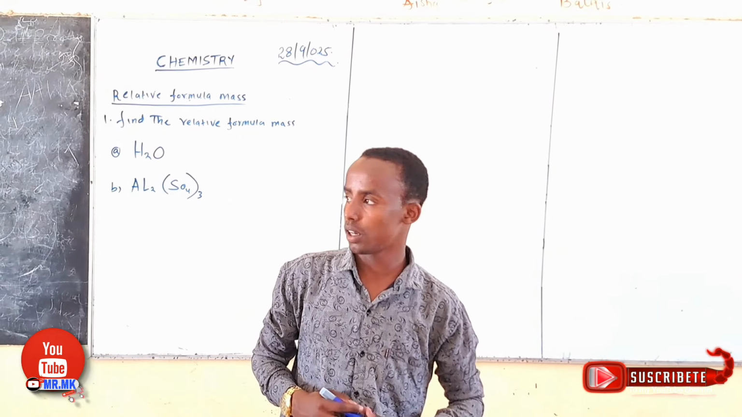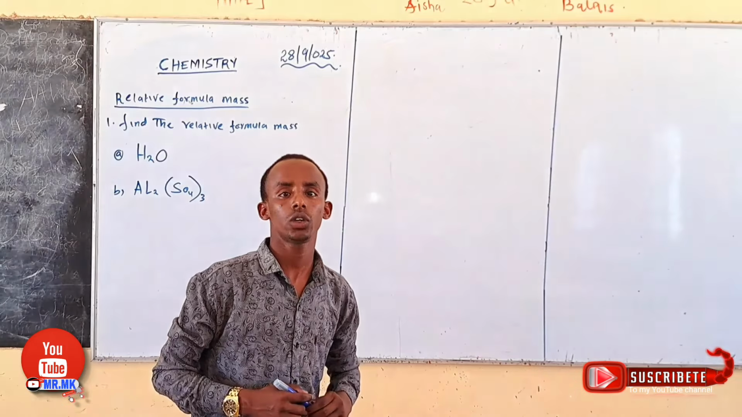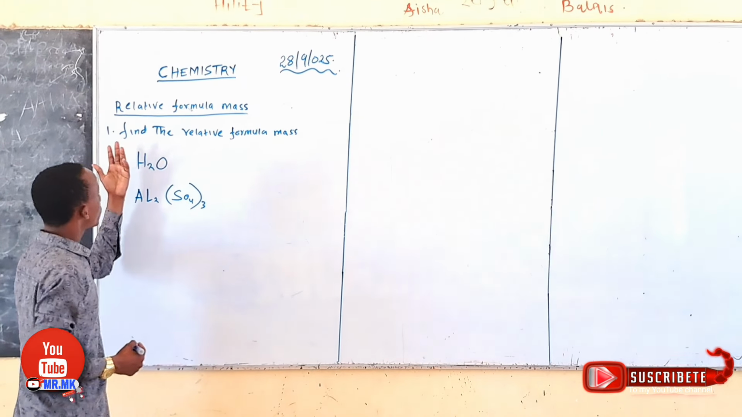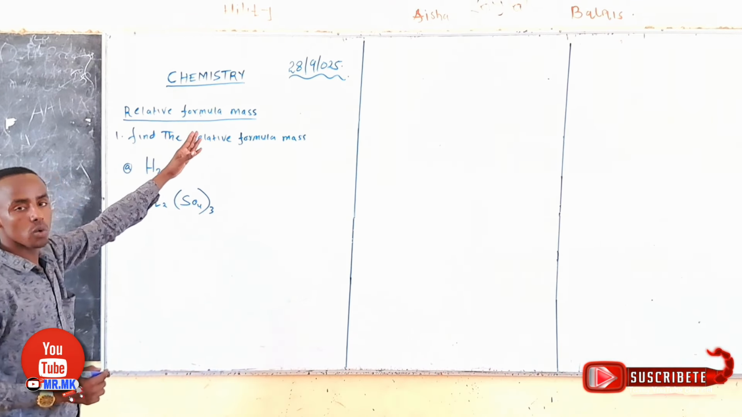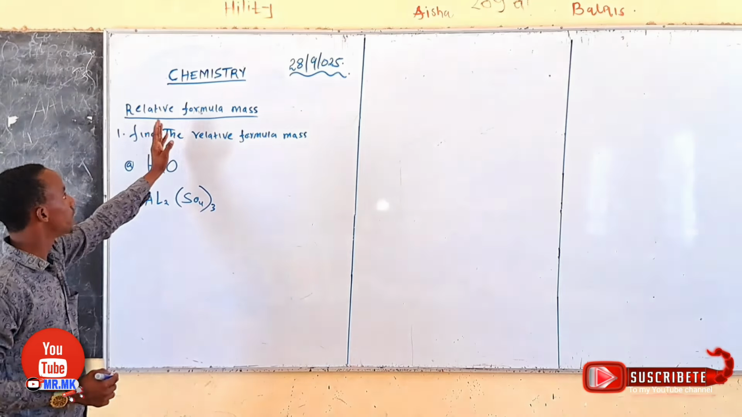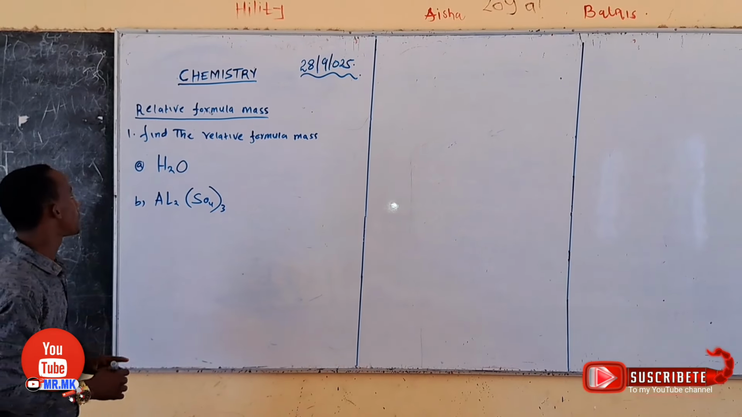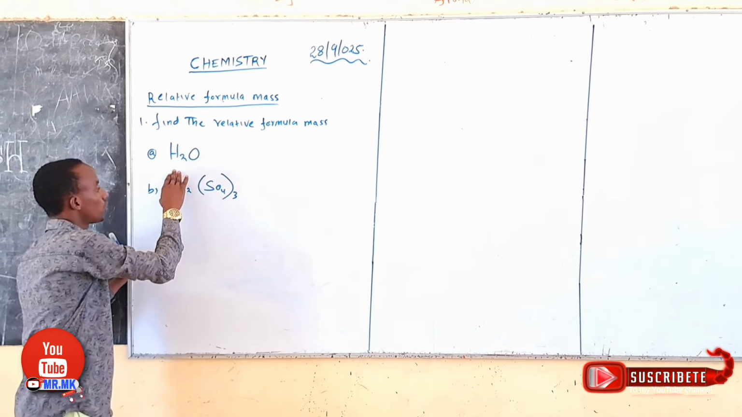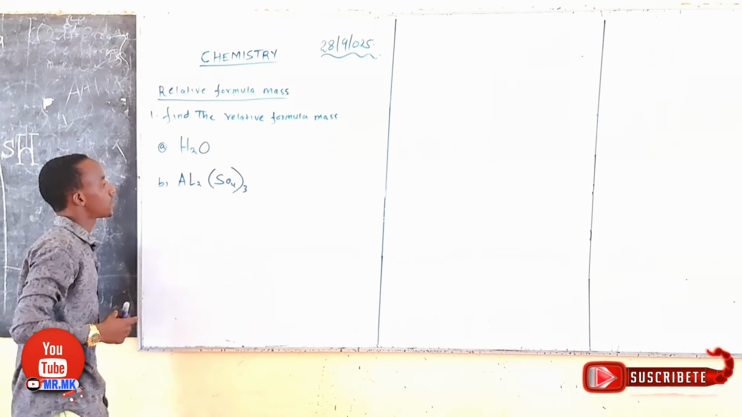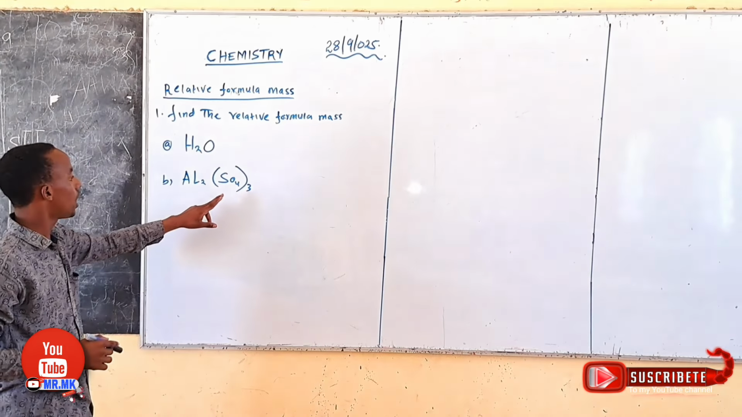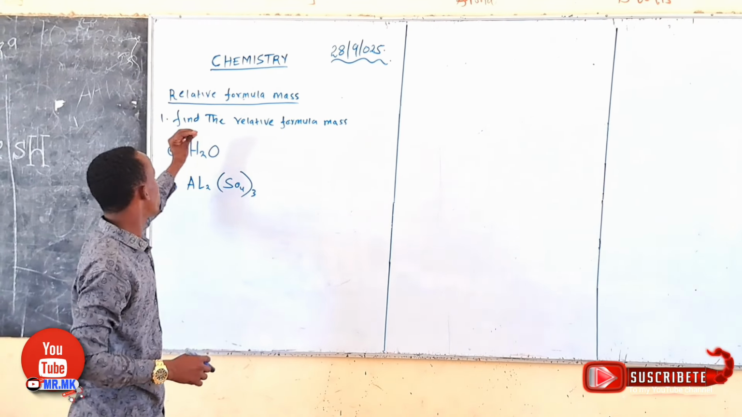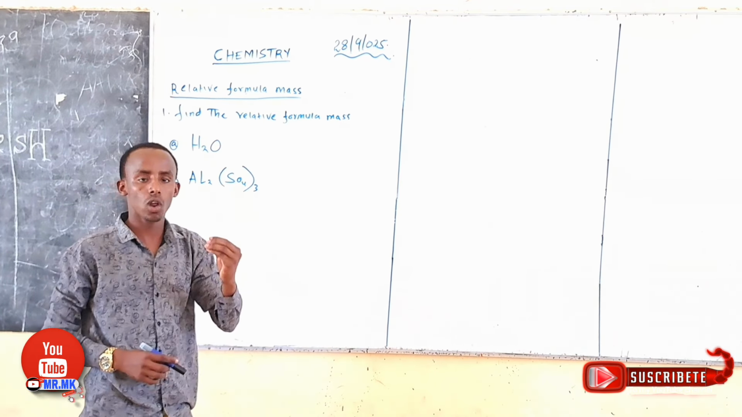I am Mustaim K. Today I would like to take you through chemistry. Our topic for today is relative formula mass. How do you find the relative formula mass? Find the relative formula mass of water and aluminium sulfate. Now, let me help you understand what we mean by relative formula mass.